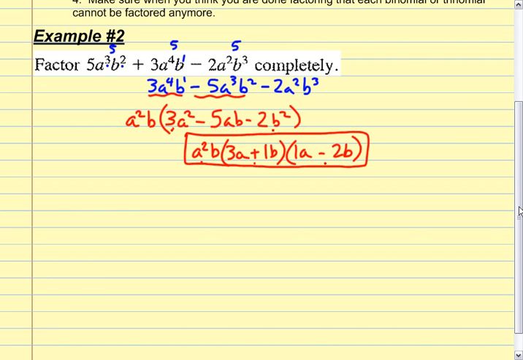All right. Nice job. Guys, this is really going to help when we're working with rational expressions. We'll be able to cancel out with fractions. Good job. Let's look at the next one.